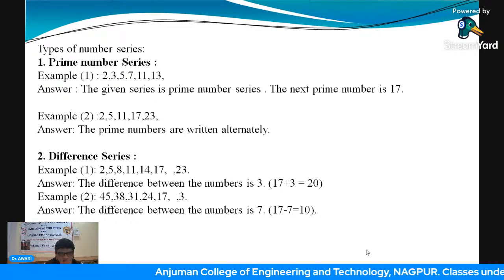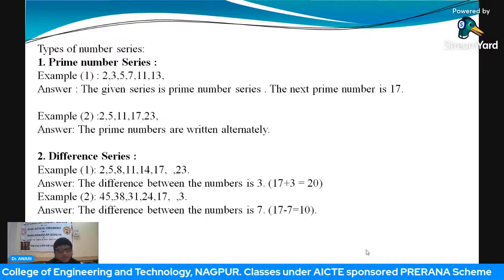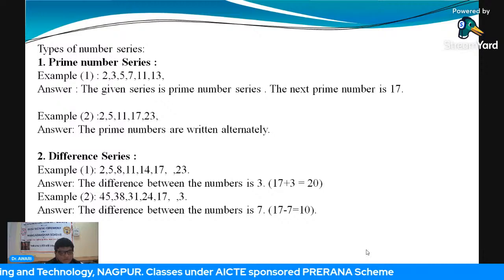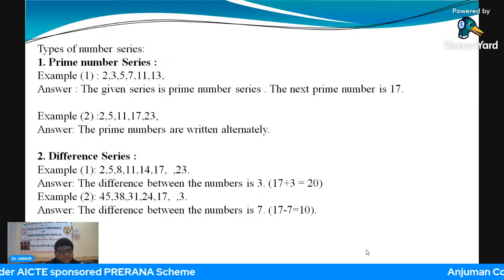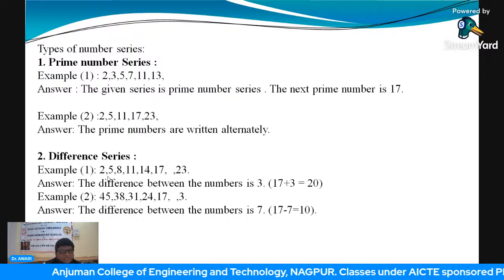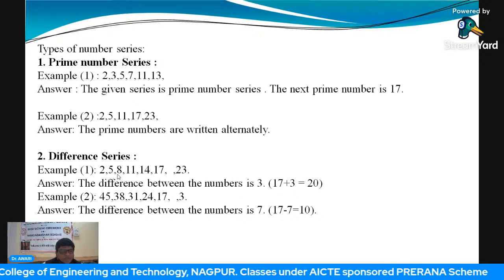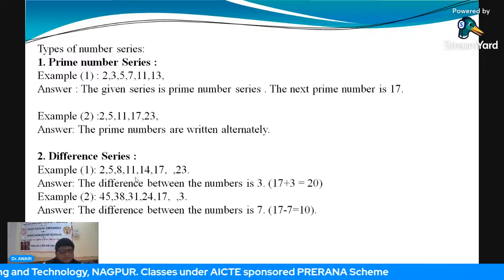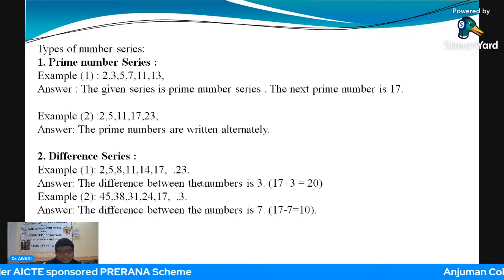Then the difference series, for example 2, 5, 8, 11, 14, 17, and the next number. This is the difference series. The difference between the numbers is 3, so 17 plus 3 is 20. So 2 plus 3 is 5, 5 plus 3 is 8, 8 plus 3 is 11, 11 plus 3 is 14, plus 3 is 17, plus 3 is 20. So the answer will be 20.